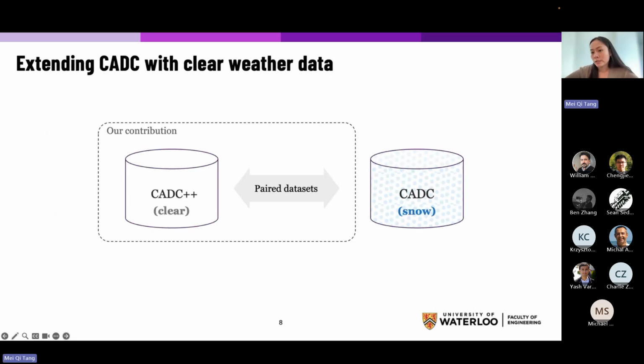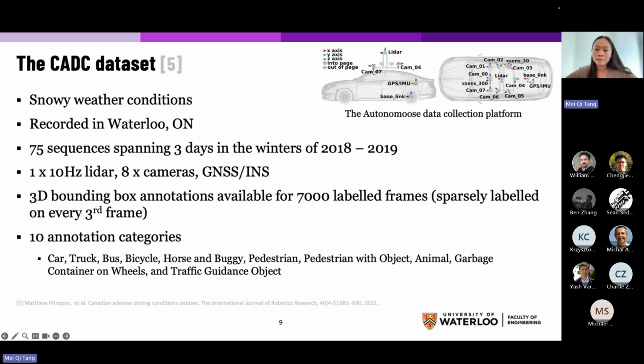So since there was no existing paired dataset for LiDAR-based 3D object detection, we decided to extend an existing snowy dataset like CADC with some new clear weather data. This was possible because our group co-developed CADC, so we had access to some unused and unlabeled clear weather data collected using the same vehicle platform on the same road. So before I give more details on our clear weather data, let's first have a look at the CADC dataset.